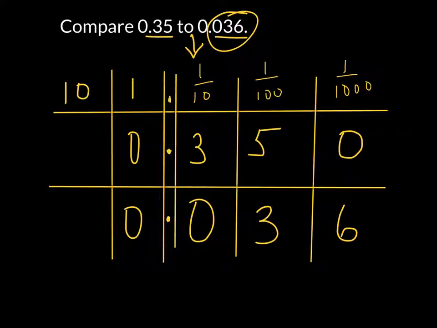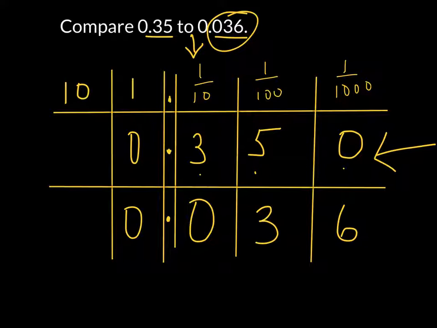Now another way of looking at this is thinking about 35 hundredths in thousandths instead of hundredths. 35 hundredths is the same as 350 thousandths, which of course is going to be more than only 36 thousandths. 350 thousandths will be many, many more than 36 thousandths.